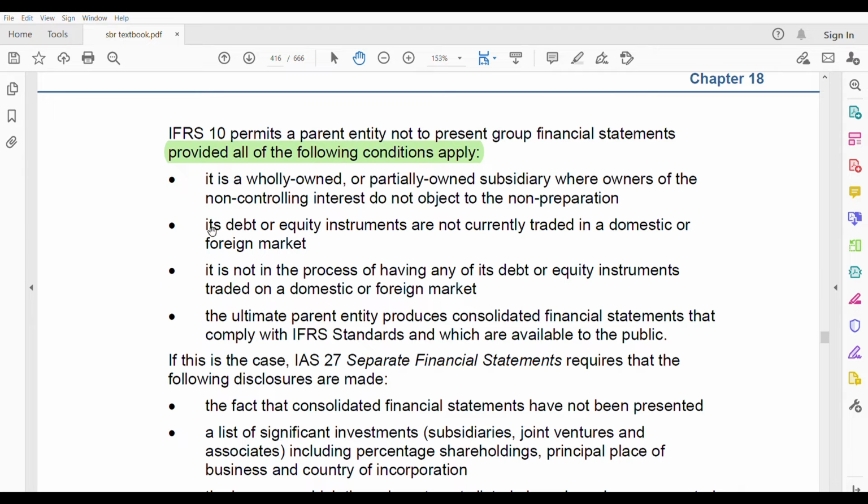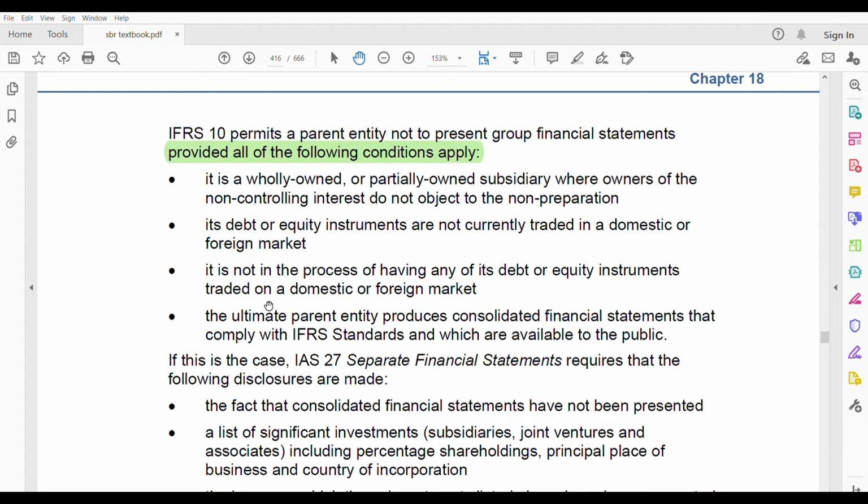Second condition, its debt or equity instruments are not currently traded in a domestic or a foreign market. They are not publicly traded. That time also, if you are not consolidating, it's fine. Third, it is not in the process of having any of its debt or equity instruments traded. You are not in the process, and in the future also you will not trade in a foreign or domestic market, both debt or equity instruments. That time also you don't have to consolidate.